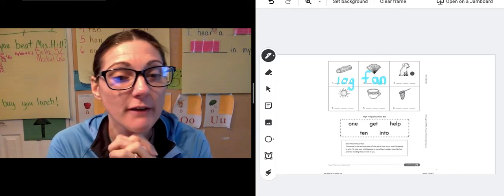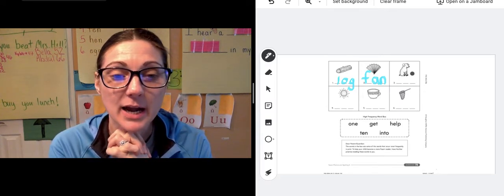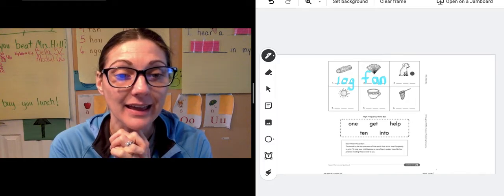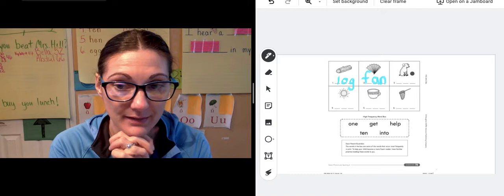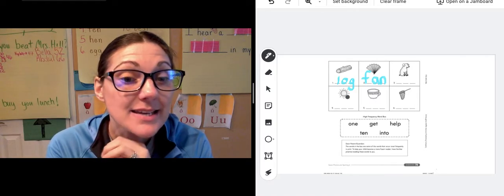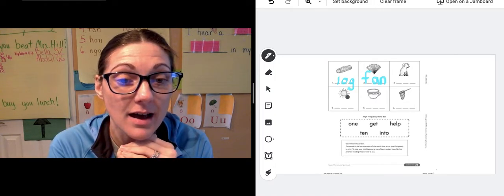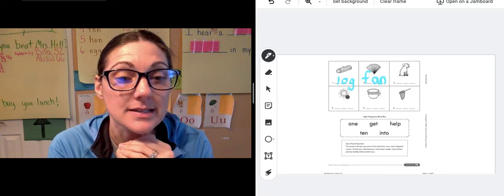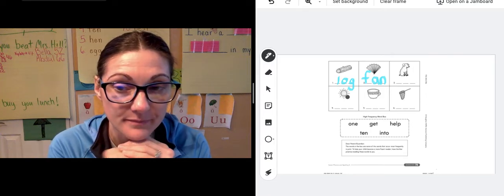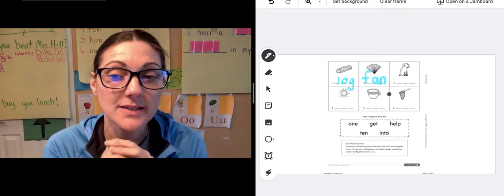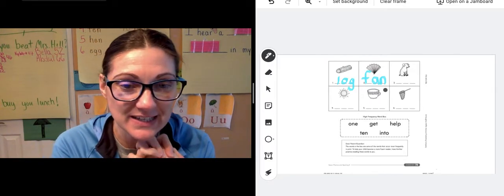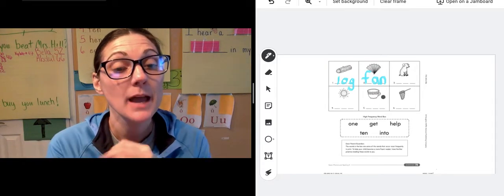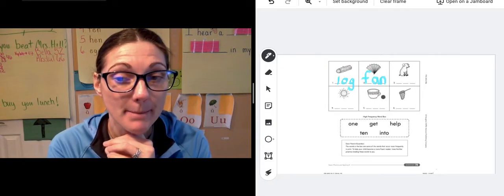So this is a picture of a pig. So I hear p, ig, p, ig. This is a sun. Un. Now, I told the kids they could write cup or mug for this, either one. They're both CVC words.